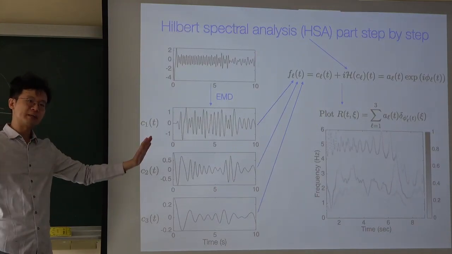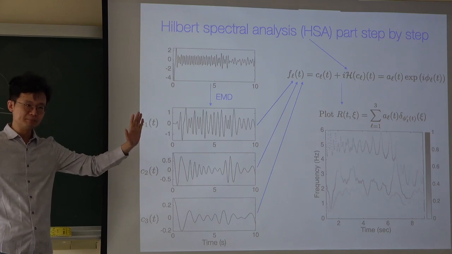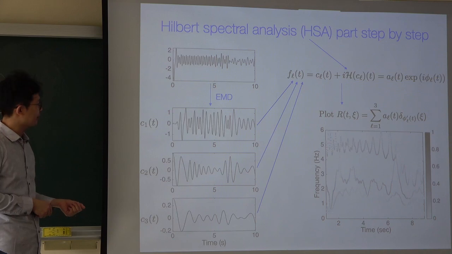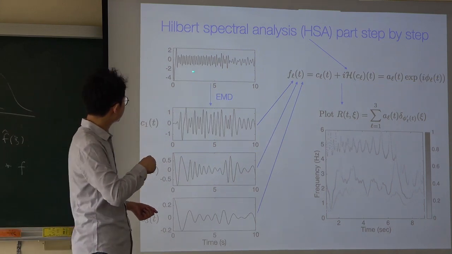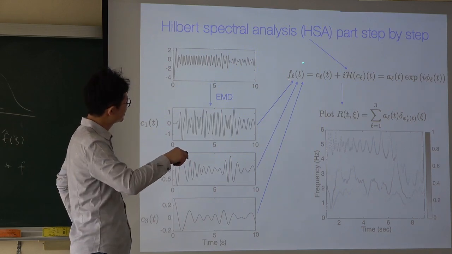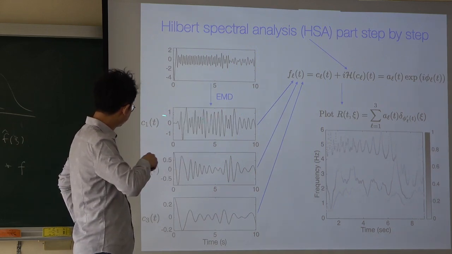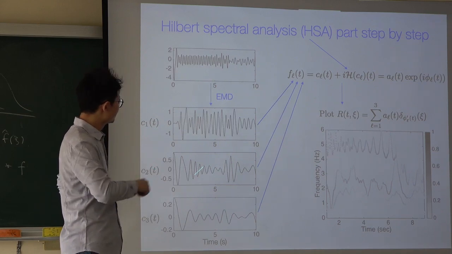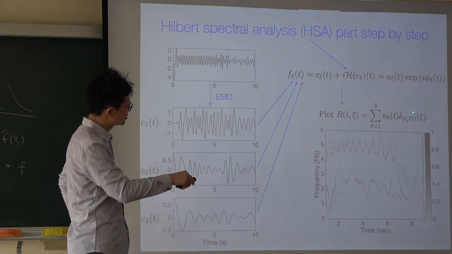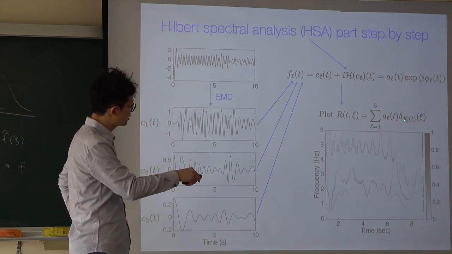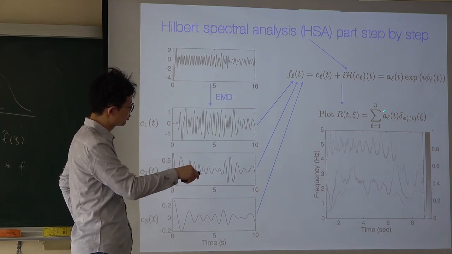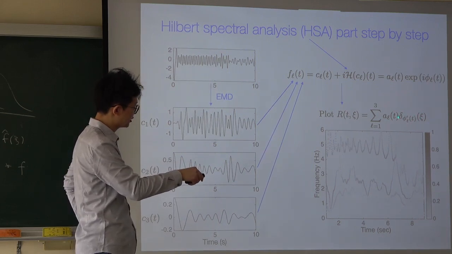This is the first part of the algorithm, called EMD, Empirical Mode Decomposition. The second part is Hilbert Spectral Analysis, HSA. So this is the input, and you get 3 components. And what you do now is apply the Hilbert transform to each IMF, and you get the magnitude and the phase. Now you use the phase to generate the instantaneous frequency, and the magnitude to show the oscillatory strength.